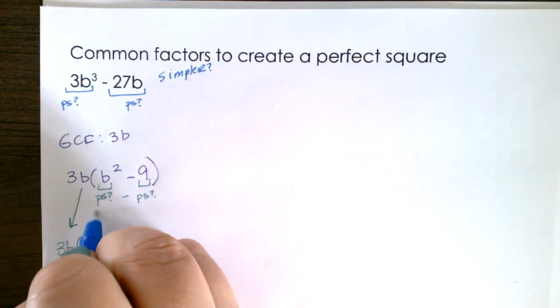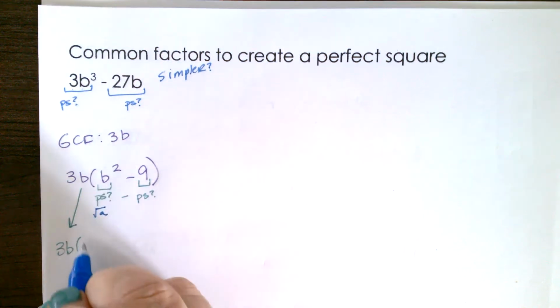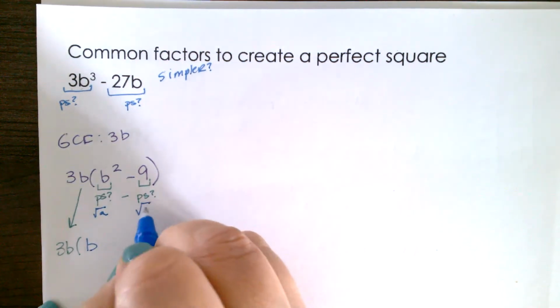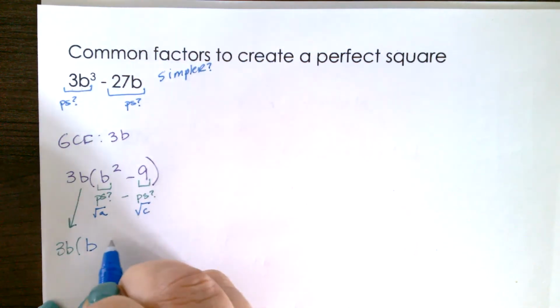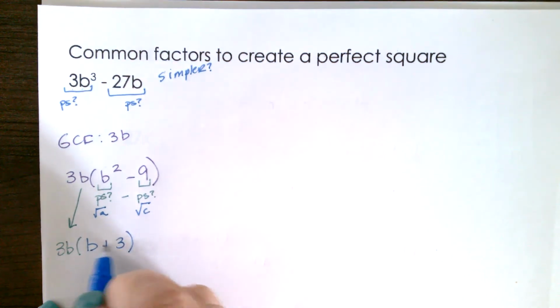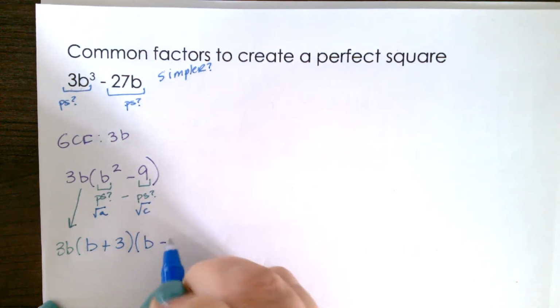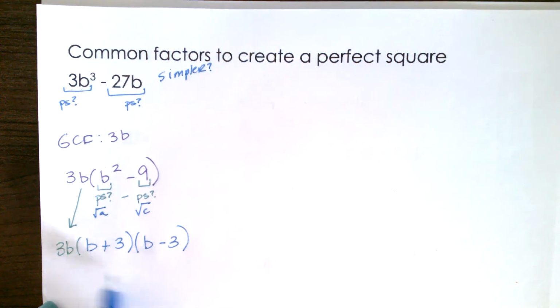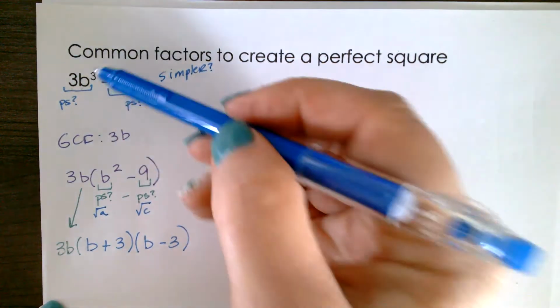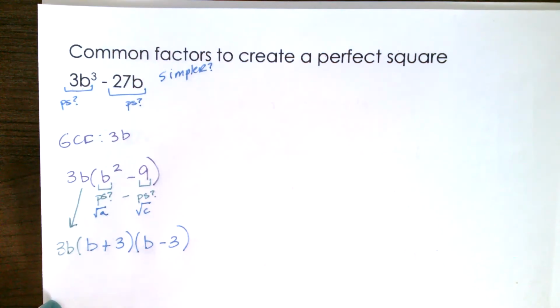I'm going to take the square root of the a term, take the square root of the c term. One will be addition, one will be subtraction. So when I'm done foiling it out, I will not have a b center term. Okay, so this looks a little different.